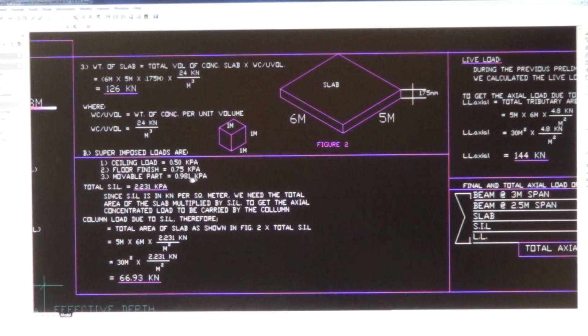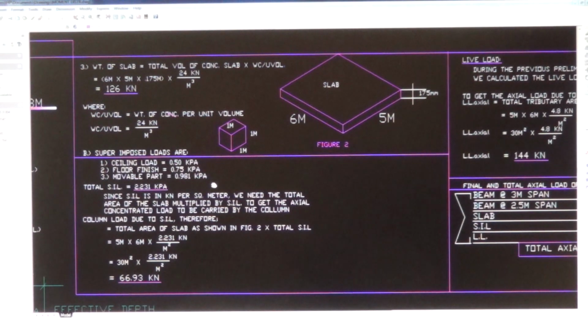Before I put it here, I investigated and analyzed it carefully. Ceiling nowadays is becoming lighter and lighter. Usually they use aluminum frame for the blocks of ceiling. They don't use those heavy materials anymore. And the floor finish, this is a very reasonable weight for floor finish.